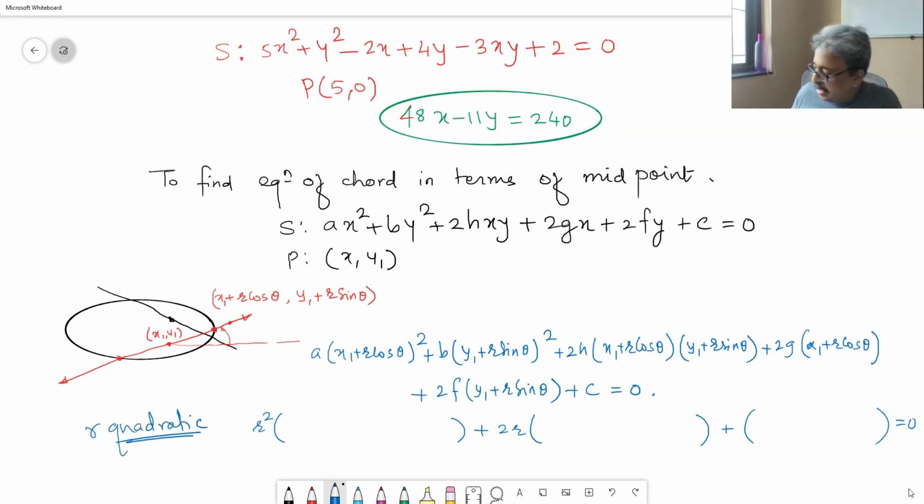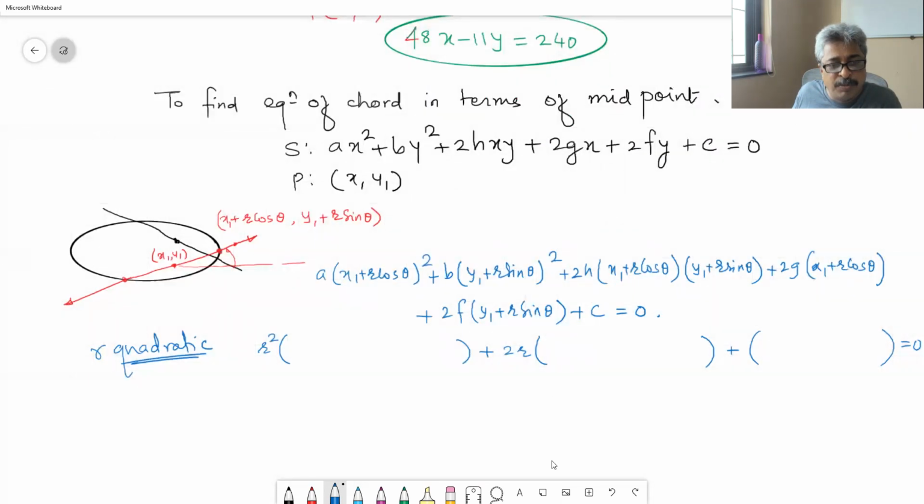Okay. And now what do we want? We want that slope of the line which makes this happen: R is equal to opposite of R. We are interested in that theta such that the sum of the roots becomes 0. Therefore, we want this bracket equal to 0, and hence find tan theta.